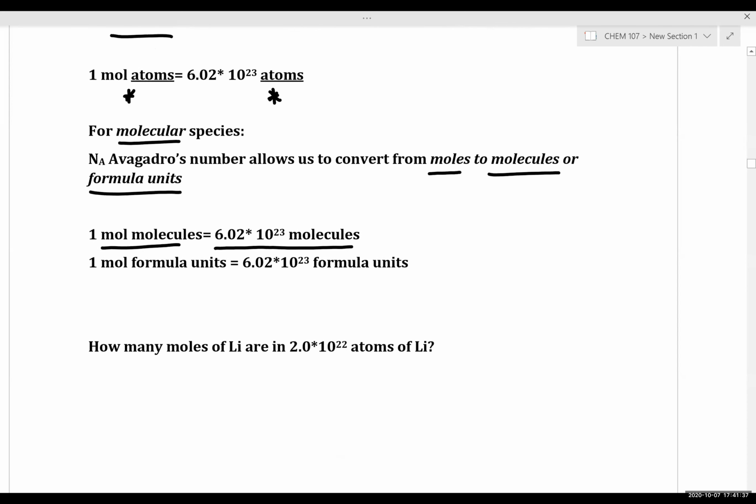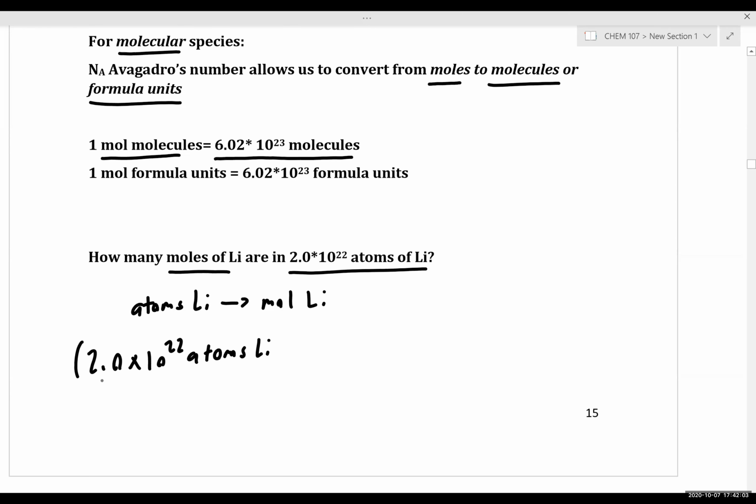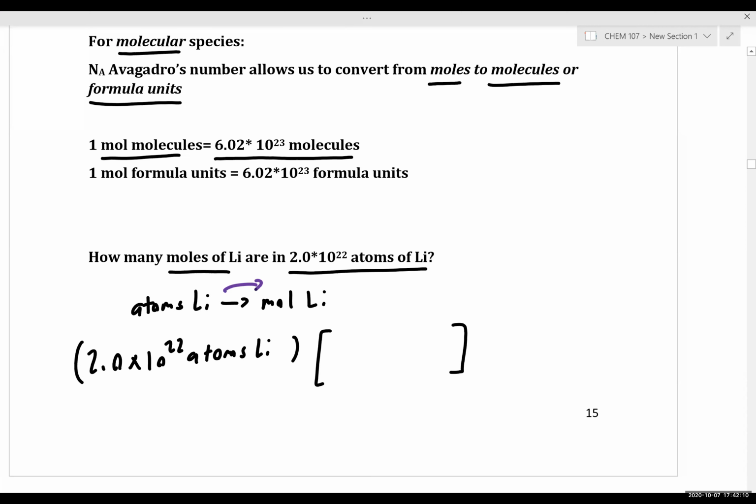Okay, so let's look at this in practice. So for example, we're asked how many moles of lithium are there in 2.0 times 10 to the 22nd atoms of lithium. So we're starting off with units of atoms of lithium, and we're trying to go to moles of lithium. So we have 2.0 times 10 to the 22nd atoms of lithium. And my question to all of you is, what units should be on top in this conversion? If we're going from atoms to moles, what units should be on top? Moles. Yep. So in 1 mole of lithium, we in turn have 6.02 times 10 to the 23rd atoms of lithium.